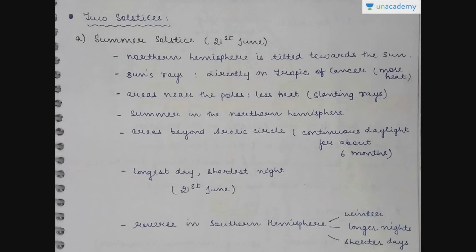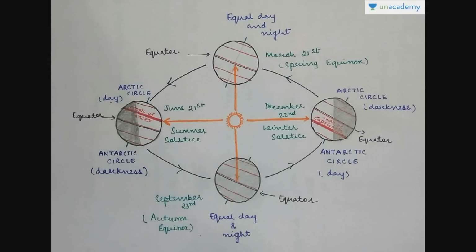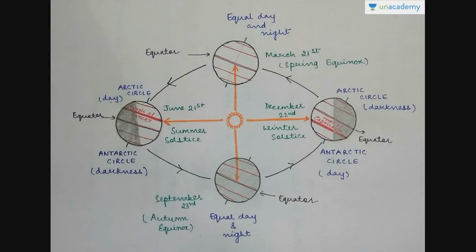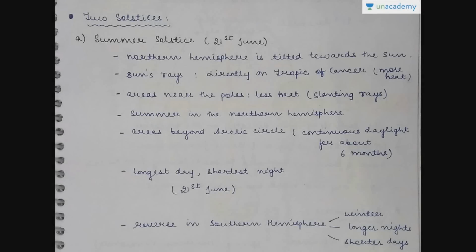The northern hemisphere is tilted towards the sun, and the sun's rays are directly falling on the Tropic of Cancer. So it is receiving more heat. See, the sun's rays are directly falling on the Tropic of Cancer. This red line here, you can see, directly falling. So this area is receiving more heat, and the areas near the poles are receiving less heat because of the slant rays. So there is summer in the northern hemisphere because the major portion of the northern hemisphere is receiving heat. India is in the northern hemisphere, so we know that in the month of June we usually have summer.